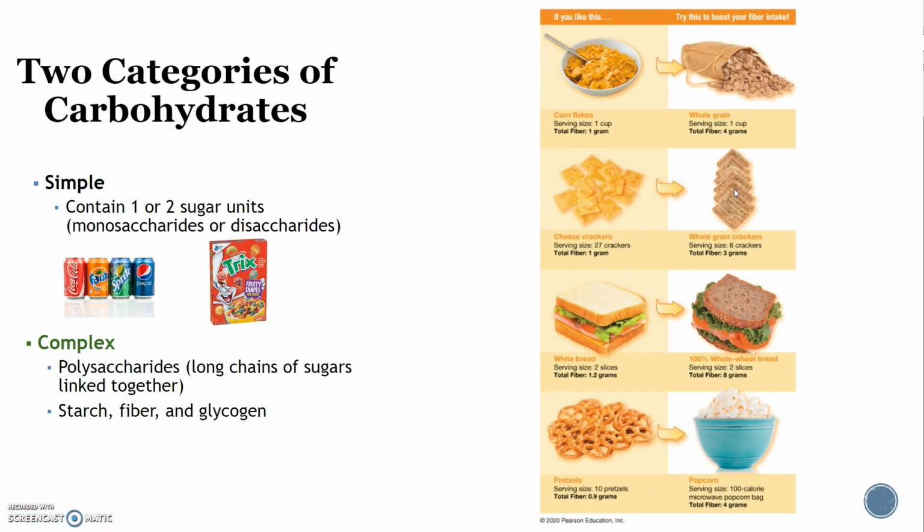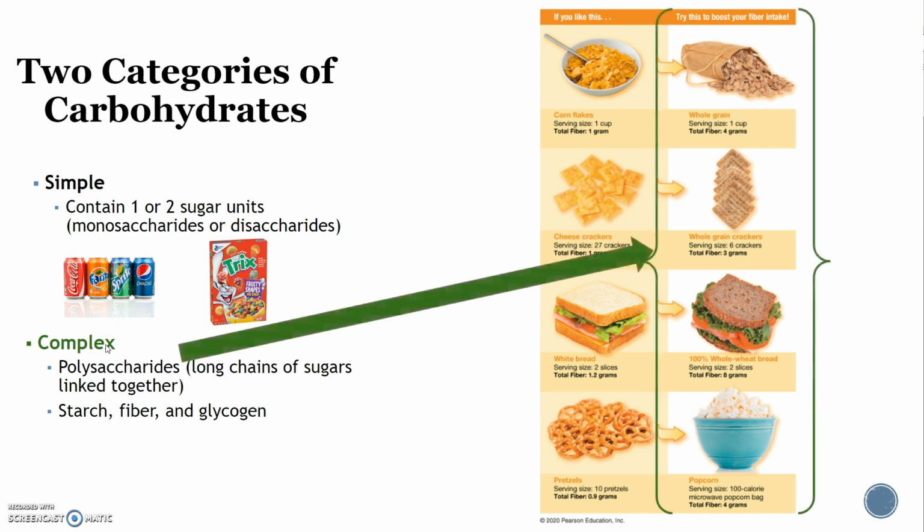You can think of carbohydrates in 2 categories, simple and complex. Simple carbohydrates are the ones that aren't as good for us. They are the ones found in soda and cereal. Complex carbohydrates are the ones we should try to be incorporating into our diet. These are good examples of complex carbohydrates.